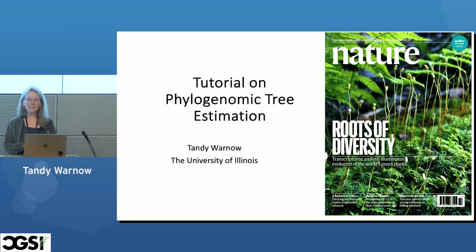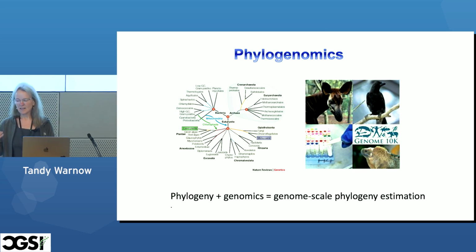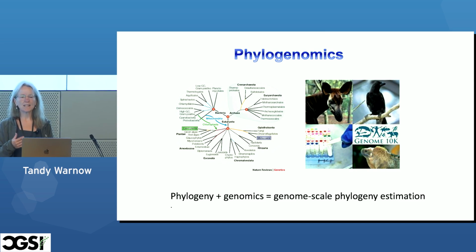Okay, so this is the tutorial on phylogenomic tree estimation, and I'm actually going to cover a bit more than just that one topic. Phylogenomics is basically the combination of whole genomes and phylogeny estimation. Phylogeny estimation is estimating evolutionary histories, and you can do this as a tree or as a phylogenetic network. Today I'm not going to be talking about the phylogenetic network part. I talked a bit about that yesterday.